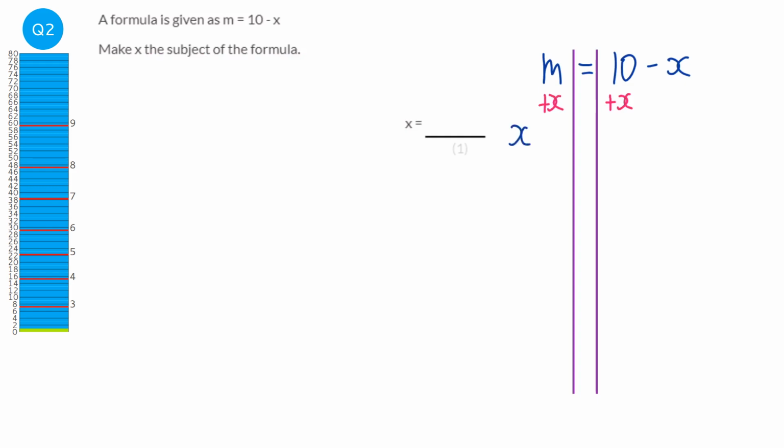So we've got x plus m equals 10. Then we want to get rid of anything on the left hand side that's not this x. So we want to get rid of this plus m. So we're going to do that by subtracting m both sides. So we've got x equals 10 minus m. So our answer is 10 minus m. x equals 10 minus m.